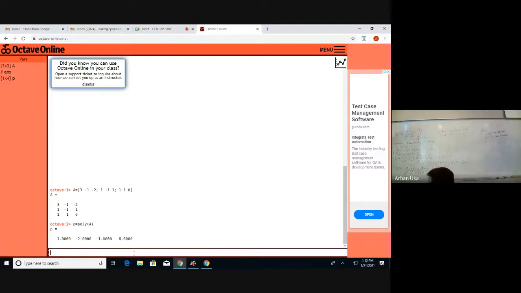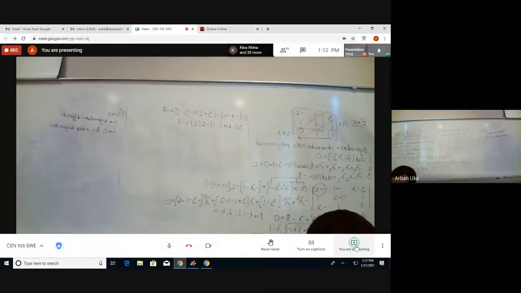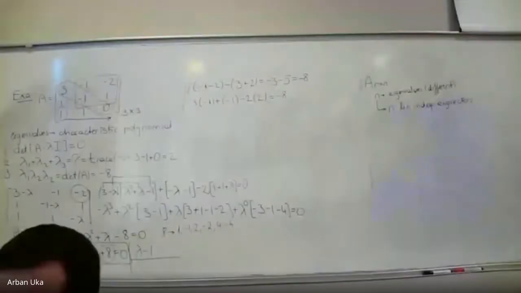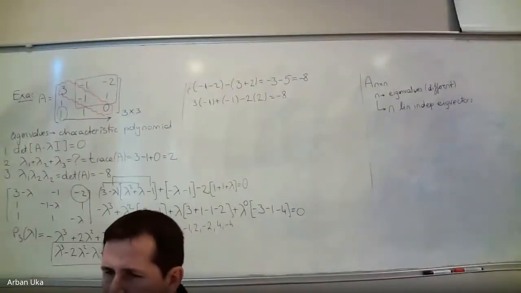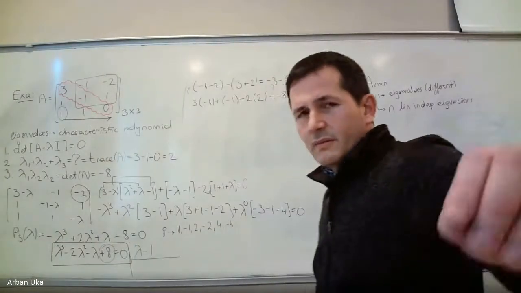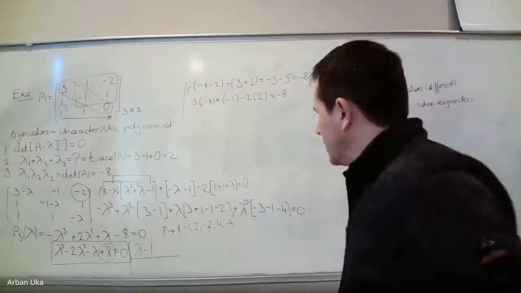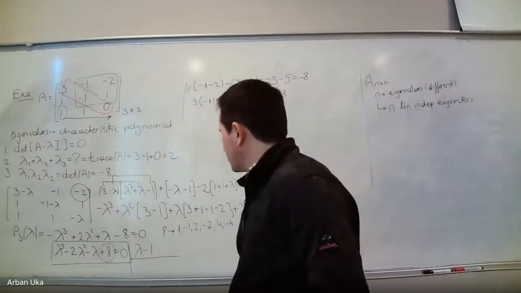So it looks like the coefficients of the characteristic polynomial that we see here on the screen are the same as what we have determined. So it looks like we made no mistake so far. And let's try to see what could be a solution here.